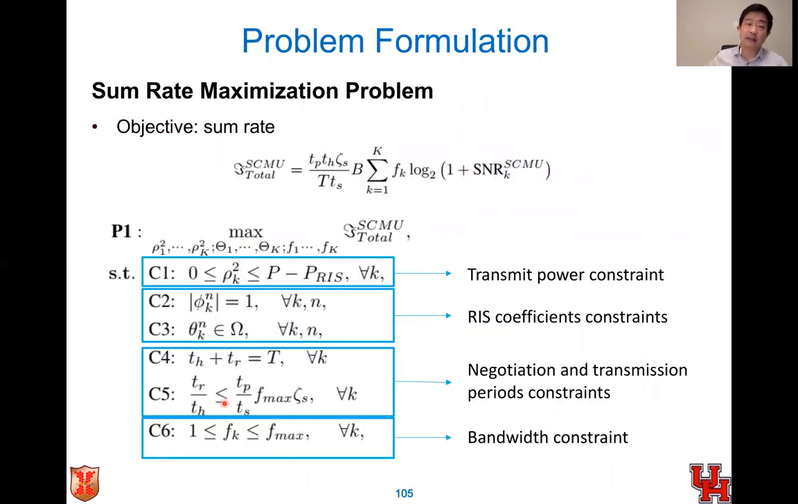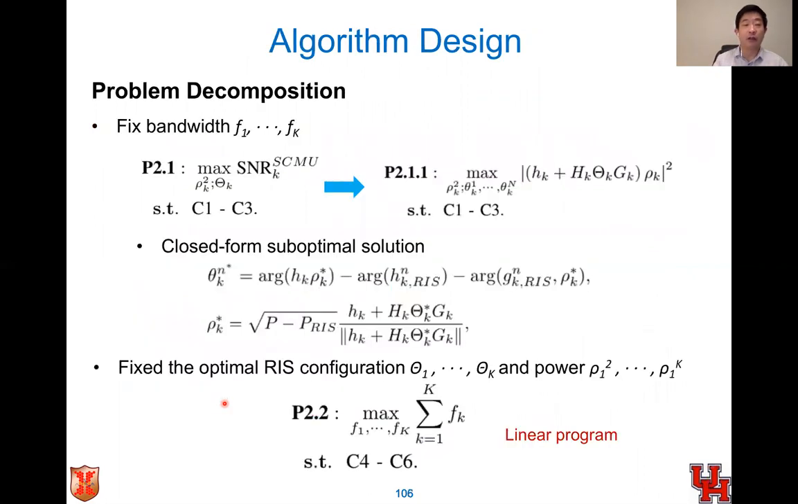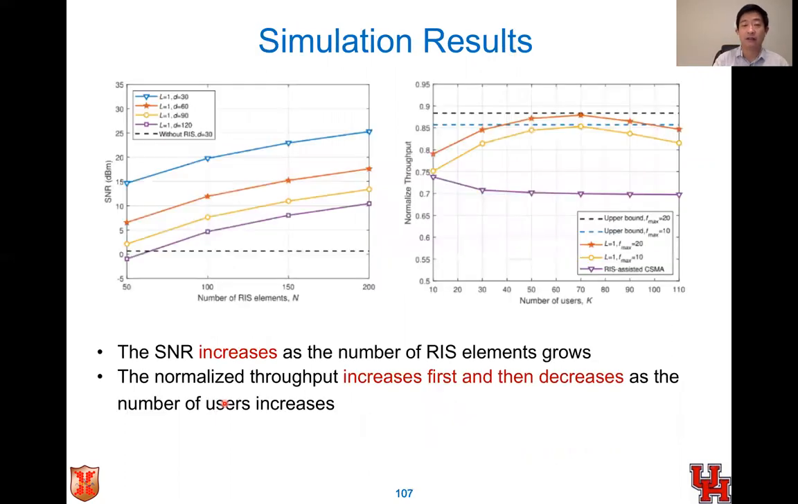And then this is the sum rate we want to maximize, with a transmission constraint, RIS constraint, negotiation constraint, bandwidth constraint, and so on. You can also decouple the problem into sub-problems and something like that. Anyway, this is a standard kind of optimization, so I can skip. Here we show that as the number of RIS elements increases, the overall signal to noise ratio increases, and without RIS, what is the case?